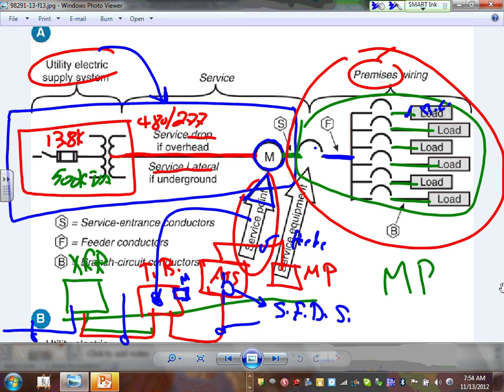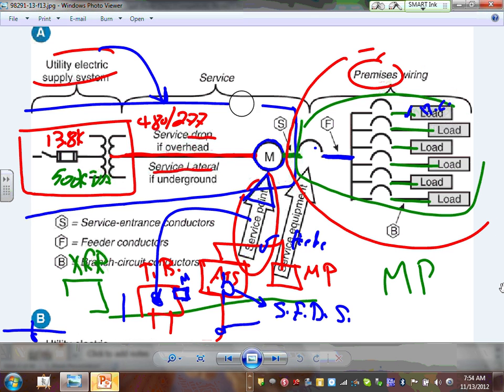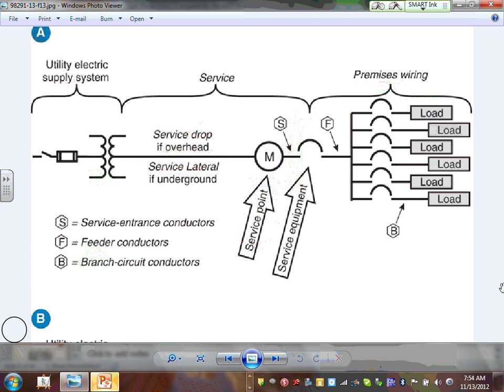So that's what this chapter is basically all about. I can't emphasize enough, guys, the importance of who owns what. If I want you to highlight one little thing, I want you to highlight this service point, the location of the service point.